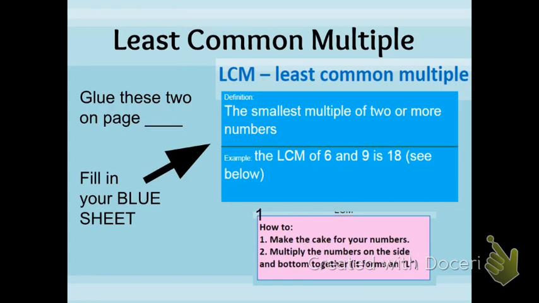Okay? So this is the blue definition that you just glued in on page 11. And then down below you have this little cutout that says, make the cake for your numbers. And this time, instead of just multiplying what's on the left, we're going to multiply in the shape of an L. That's an easy way to help you remember how to find the least common multiple, because least common multiple makes an L, GCF doesn't. Okay, so hopefully that'll help you a little bit.